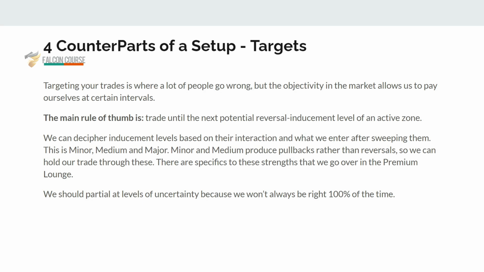We should partial at levels of uncertainty because we're not right 100% of the time. A lot of people, including myself, are a bit stubborn, so we might not partial a trade, thinking we'll make more money from hitting the final take profit. But if you have uncertainty about a zone, just partial there. You'd rather pay yourself, maybe put your stop loss at break even, because we're not always 100% right.